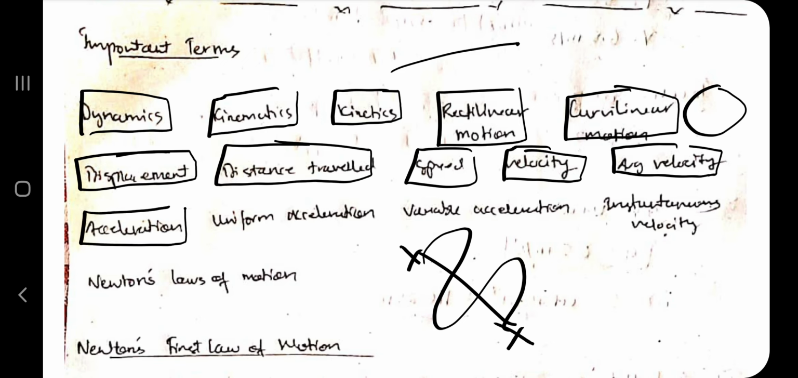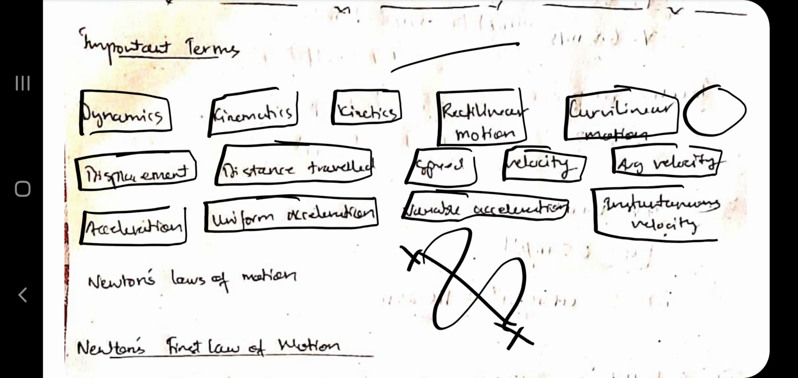Acceleration is the change in the velocity per unit time. Uniform acceleration is not changing, or constant, acceleration. Variable acceleration is changing acceleration. Instantaneous velocity means the velocity at that particular moment of time, denoted by ds by dt.